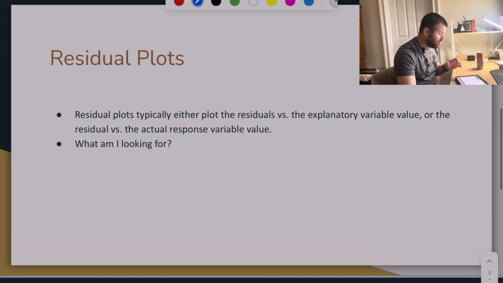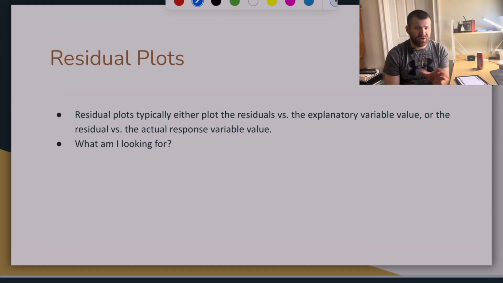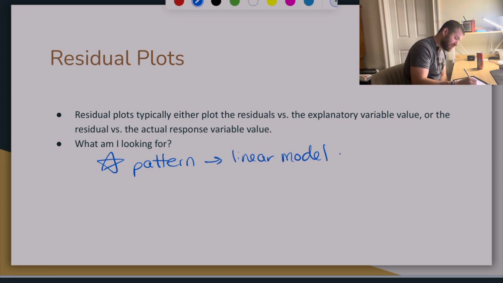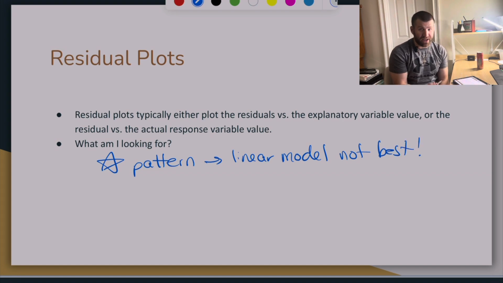So, residual plots, on the other hand. Typically you'll see a couple of things. It's either the residual versus the x values, the residual versus the y values, or the residual versus the predicted values. I've seen all three on the exam. That doesn't actually matter that much. What matters is what you're looking for. What you're looking for is a pattern in the residual plot. If there is a pattern, that means a linear model is not the best choice. If there is no pattern, that means we're okay and we're good to go.